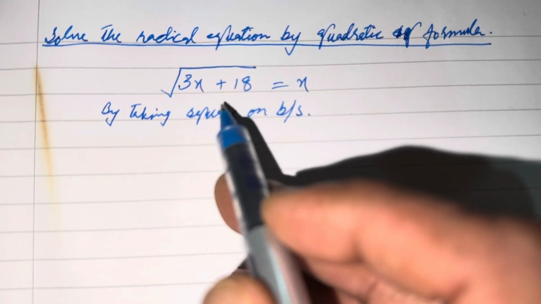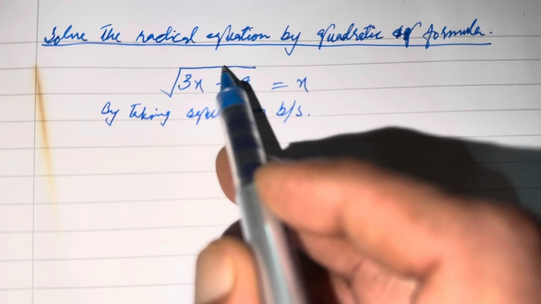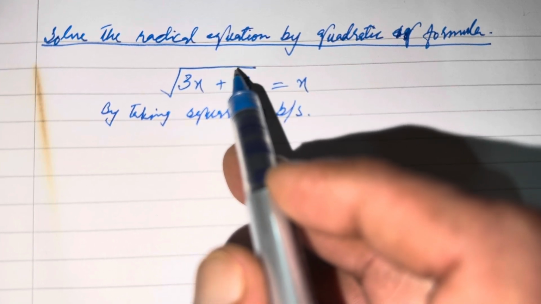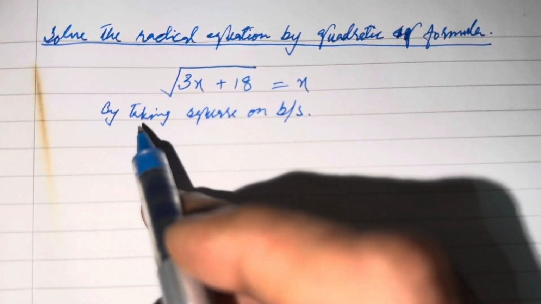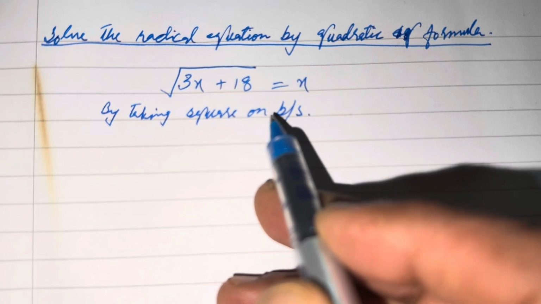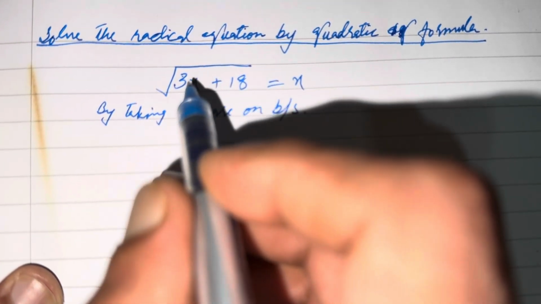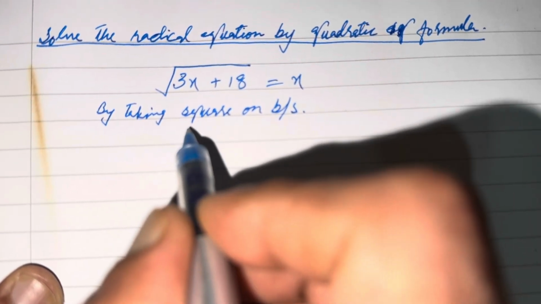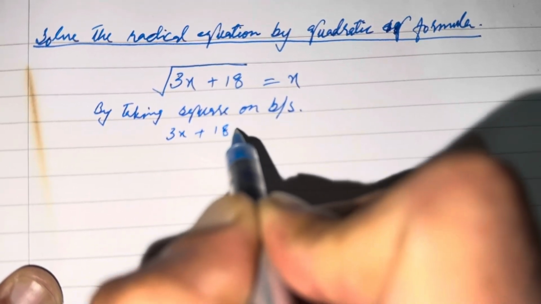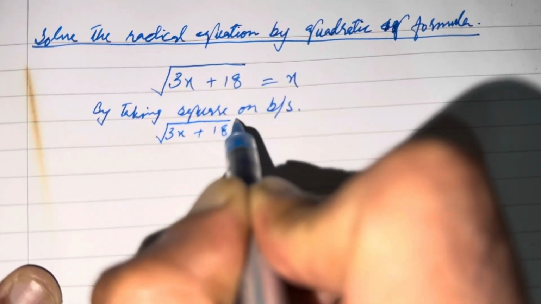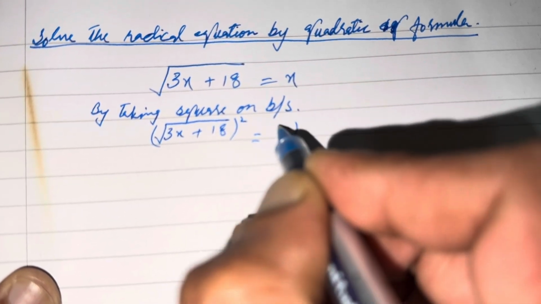We will have to take the square to remove this sign. First of all we have to remove this radical sign or under root sign. So the only way to remove this sign, we have to take the square of the whole equation. So by taking square on both sides of the whole equation, we can remove this radical sign very easily. So if you take the square, 3x plus 18 under root whole square is equal to x square.